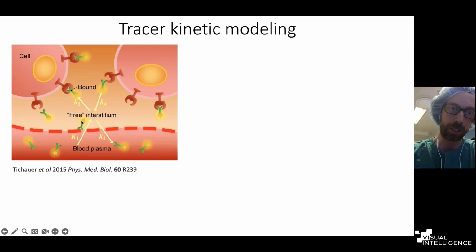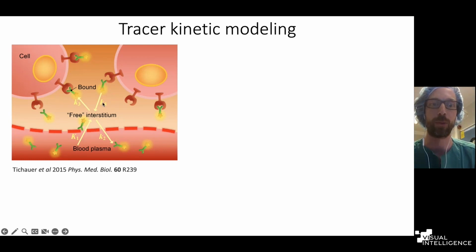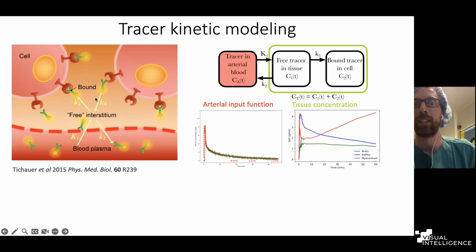And these transports of the tracer are described by these rate constants, K1, K2, K3, and K4. And this process can be modeled in these compartment models, where you have the tracer in arterial blood, and the uptake or transfer into the different states of the tracer. So everything in the green box can be measured with PET.